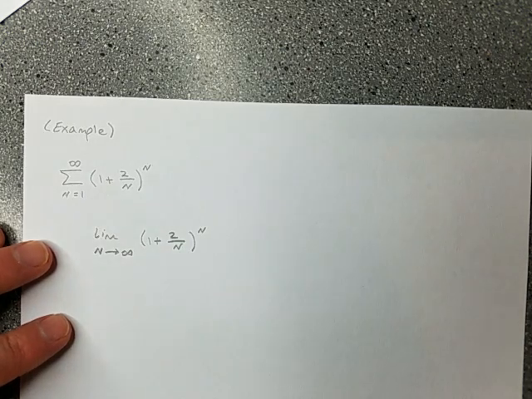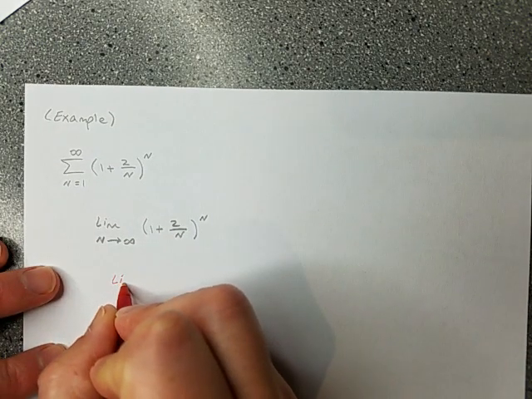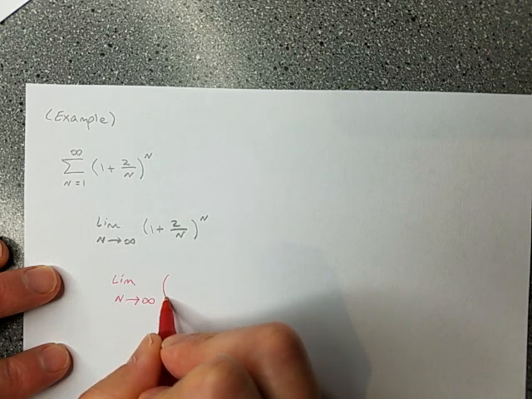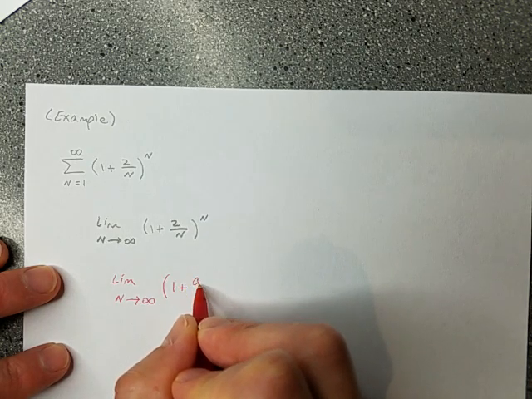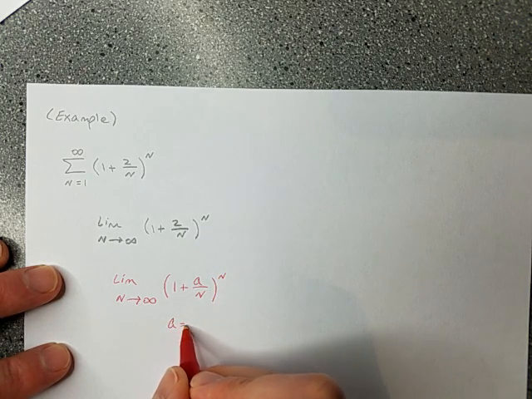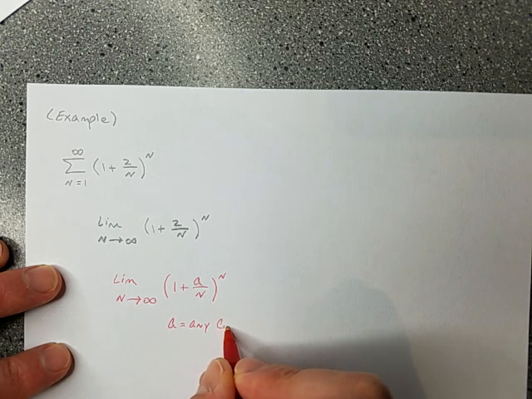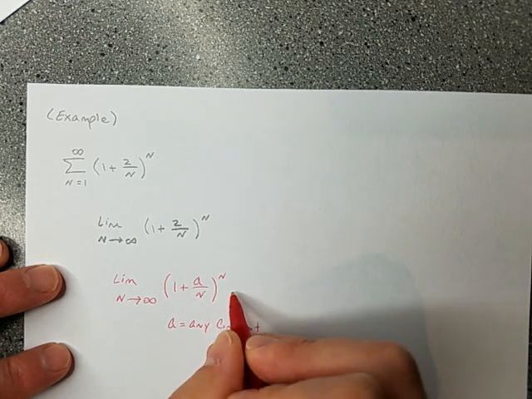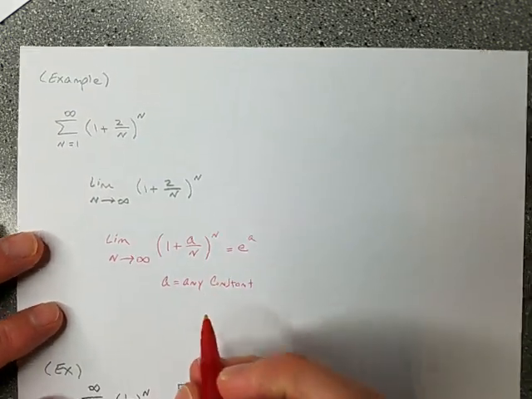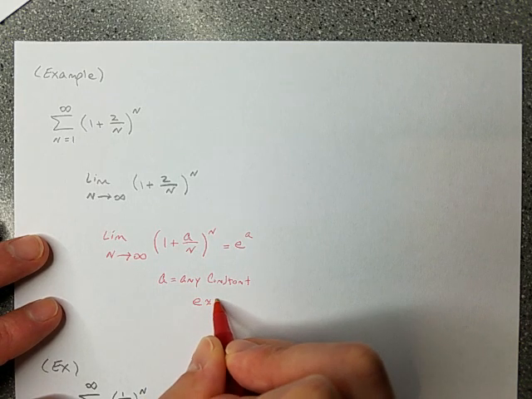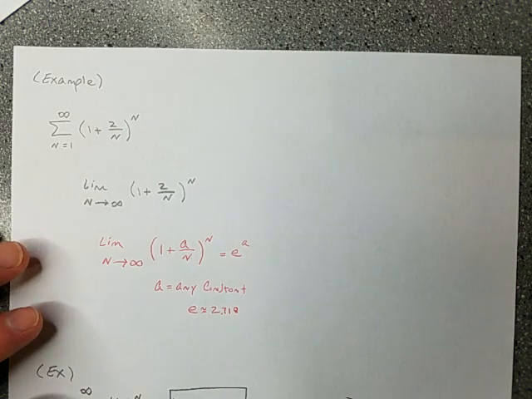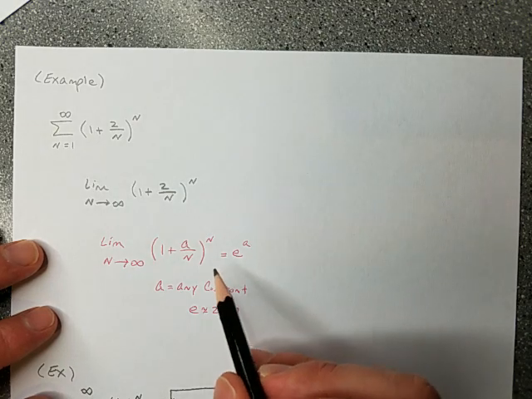Now, I'm hoping that looks a little bit familiar to you, because in my video on sequences, I gave you this formula. Limit as n goes to infinity of (1 plus a over n) to the n power, where a is any constant. The result of that limit is e to the a power, where e is a number with its own special purpose. It's about 2.718. It's used to calculate compound interest and population growth and so on. All right, so there's our limit.